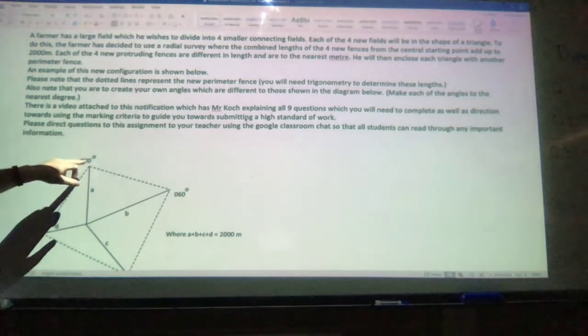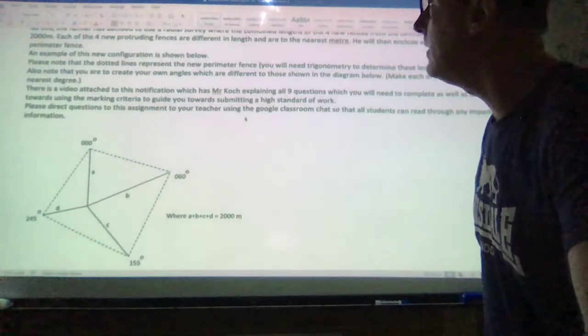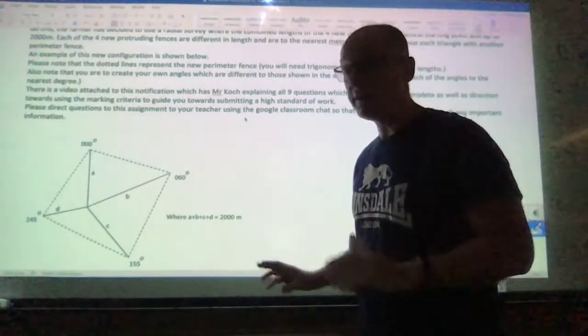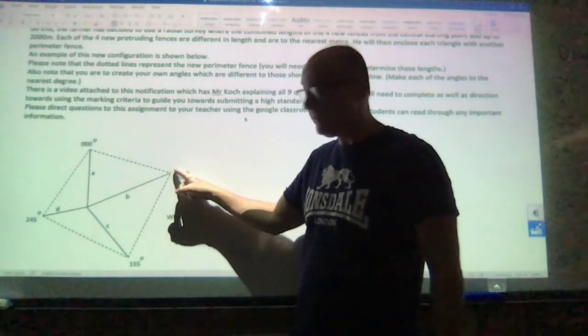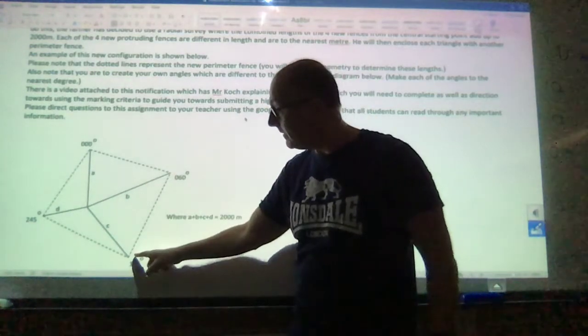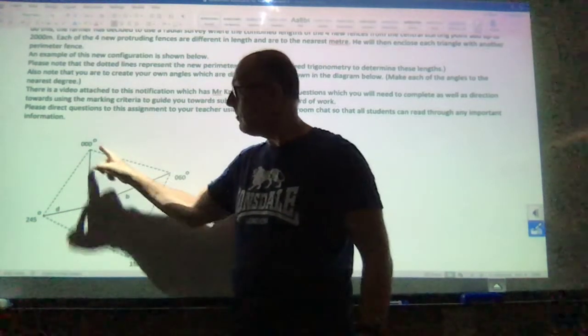So in our diagram, we'll start at 0 and then we've gone 60 degrees. I'll just scroll up a little bit. In our example diagram, we started at 0, then we had one at 60 degrees, then 155, the next one at 245, and then going back to 0.